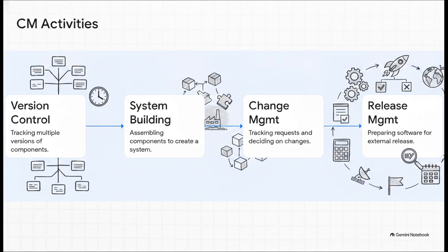Third, we have change management. This involves keeping track of requests for changes to delivered software from both customers and developers, working out the costs, and deciding if and when to actually implement them. And fourth, release management. This is preparing the software for external release and keeping track of the system versions that are already out there in the wild.